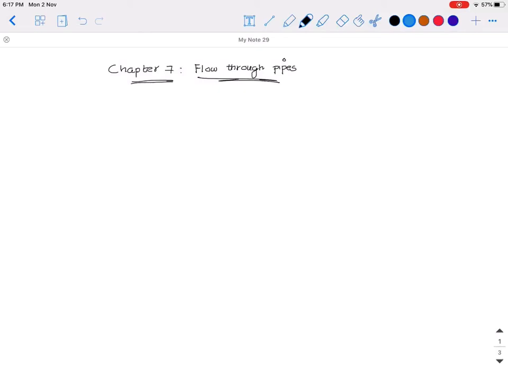Hi, we will start chapter 7 from these lectures, and this involves study of flow through pipes. Okay, so before we come to this exact topic, based on the geometrical configuration, fluid flow can be divided into two types. Okay, one is external flow and another is internal flow.